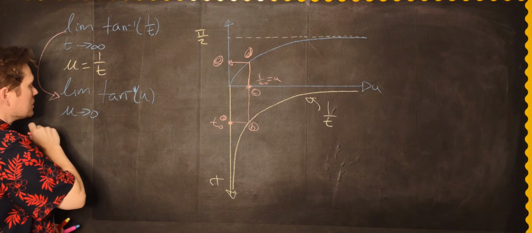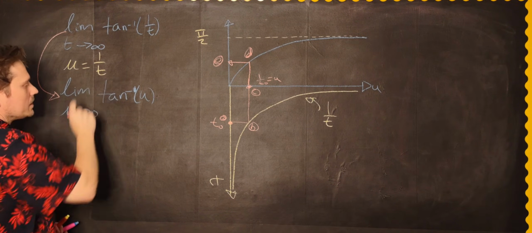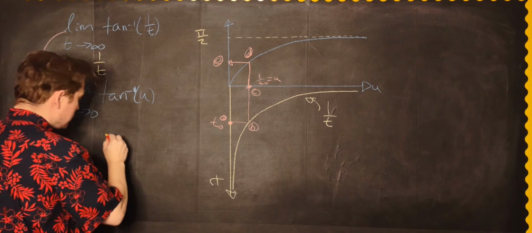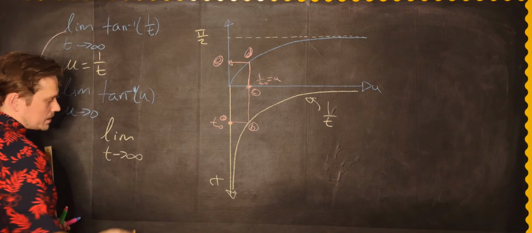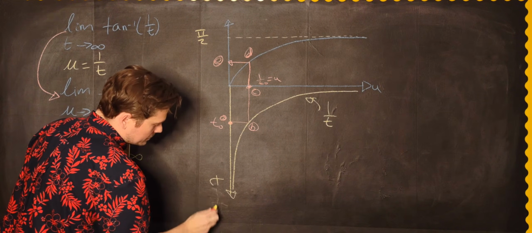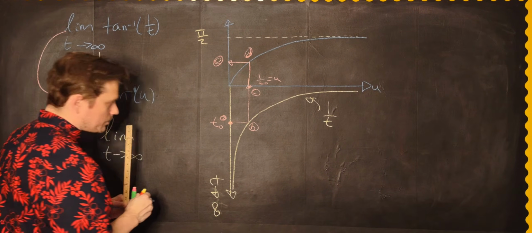Limit as u goes to 0 of tangent inverse of u. And then this is u equals 1 over t. So we can now write this as follows. Take a look. We can do the limit as t goes to positive infinity. That's like saying t is going to positive infinity straight down here. So let me emphasize, it's going towards positive infinity this way. Then look at what happens.